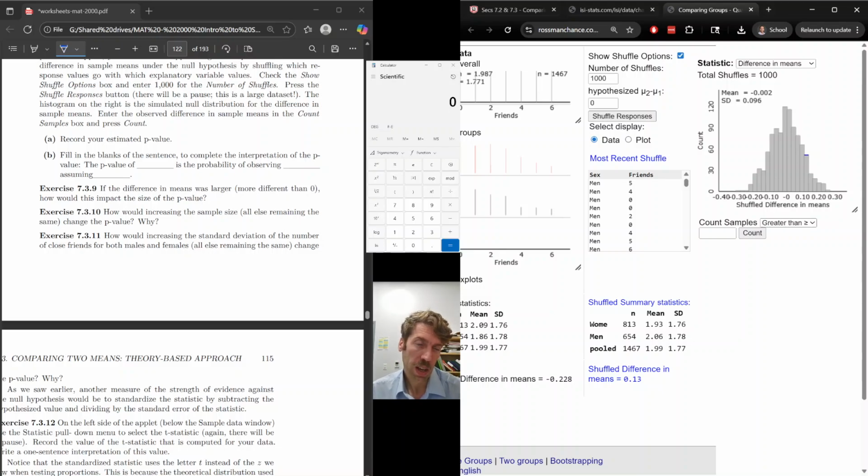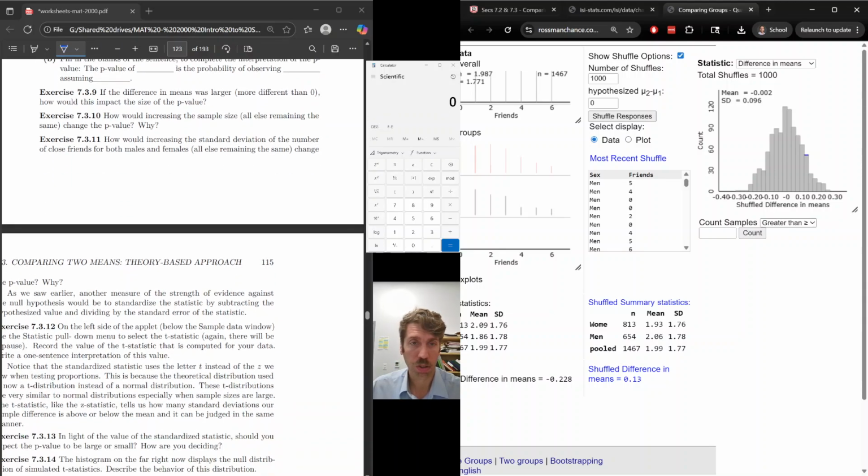Okay, number 10. How would increasing the sample size, all else remaining the same, change the p-value and why? This should also be a review question from a couple sections ago, and some key terms for your answer would be variability of the null distribution. So, how does increasing the sample size change the variability of the null distribution? And similarly, how does changing the standard deviation of the original data affect the variability of the null distribution? That'll be for number 11. So for 10 and 11, a good thing to mention is the variability of the null distribution for explaining why.